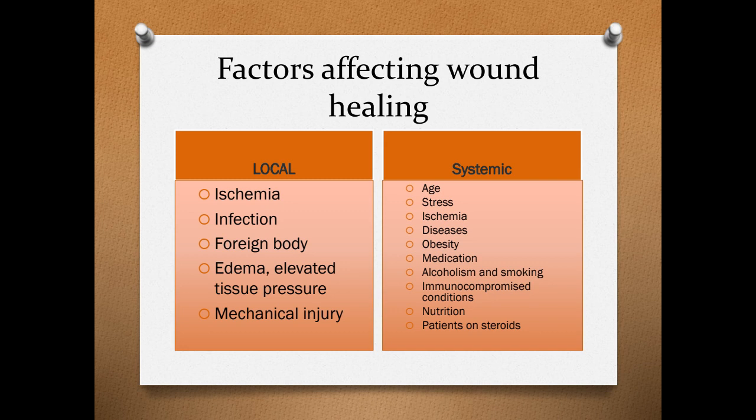What are the factors which affect wound healing? Of course, these are ischemia, infection, foreign body, edema, elevated tissue pressure, and mechanical injury. Then you have the systemic factors that include age, stress, ischemia, diseases, obesity, medication, alcoholism, and smoking. Immunocompromised patients are adversely affected in the healing process, and of course nutrition, and some other drugs like steroids, which are going to delay the healing process.